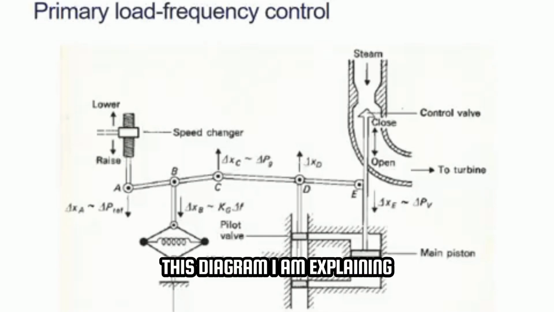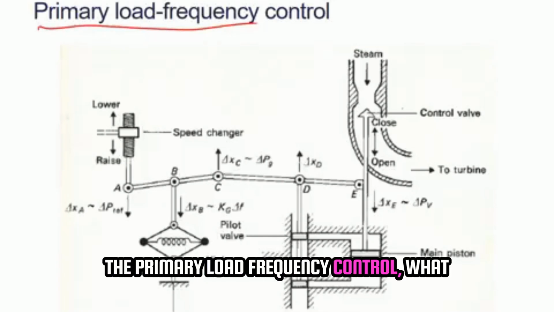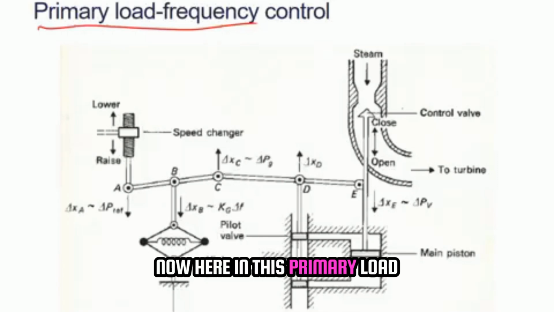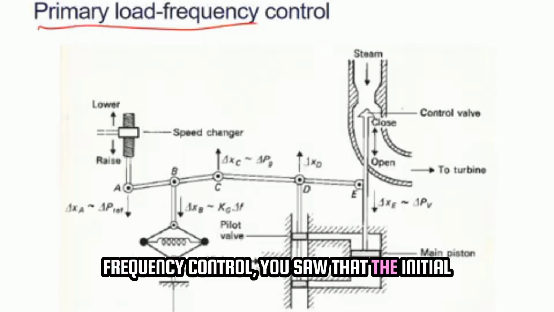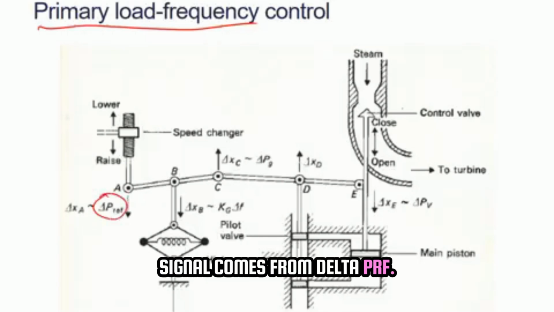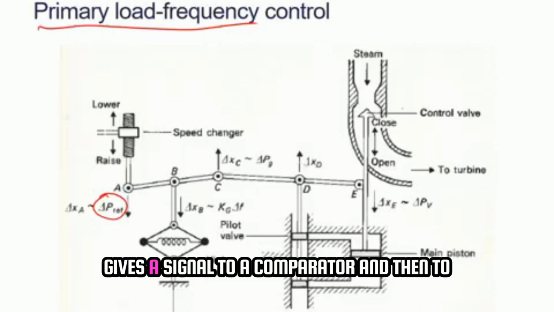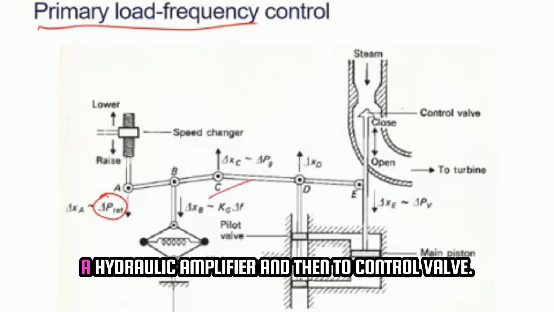In this diagram, I'm explaining the primary load frequency control, what I have just told you before. Now here in this primary load frequency control, you saw that the initial signal comes from delta Pref. This goes to a speed governor, which gives a signal to a comparator, and then to a hydraulic amplifier, and then to the control valve.